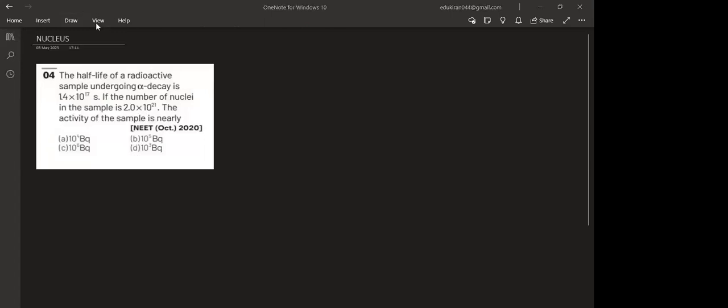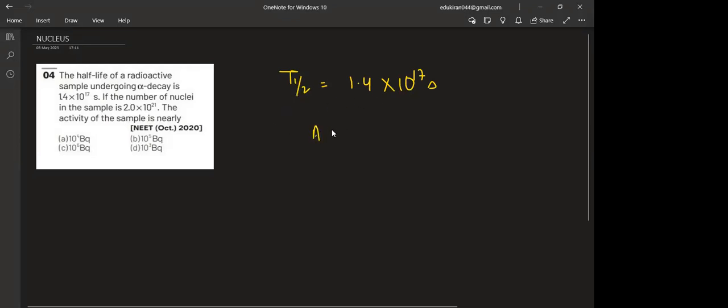The half-life of a radioactive sample undergoing alpha decay is given as 1.4 × 10^17 seconds. Now, if the number of nuclei in the sample is 2 × 10^21, the activity of the sample is nearly what? Now, we have the formula. T half is given to us as 1.4 × 10^17 seconds.